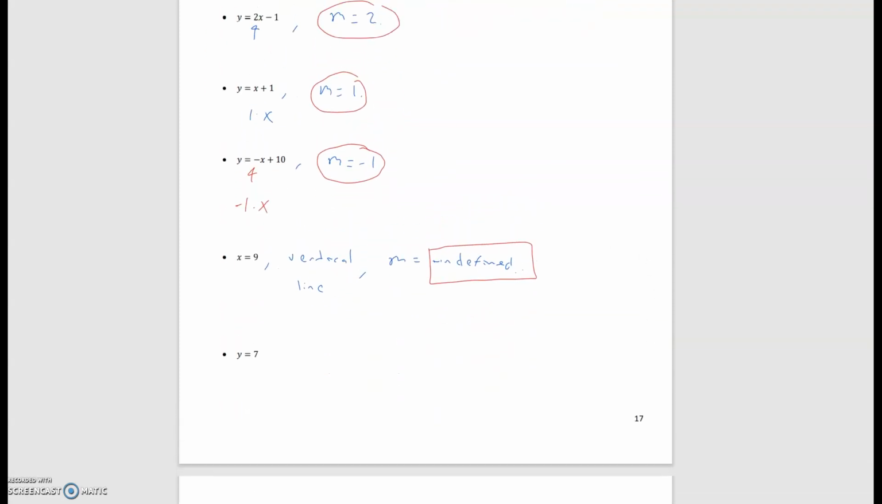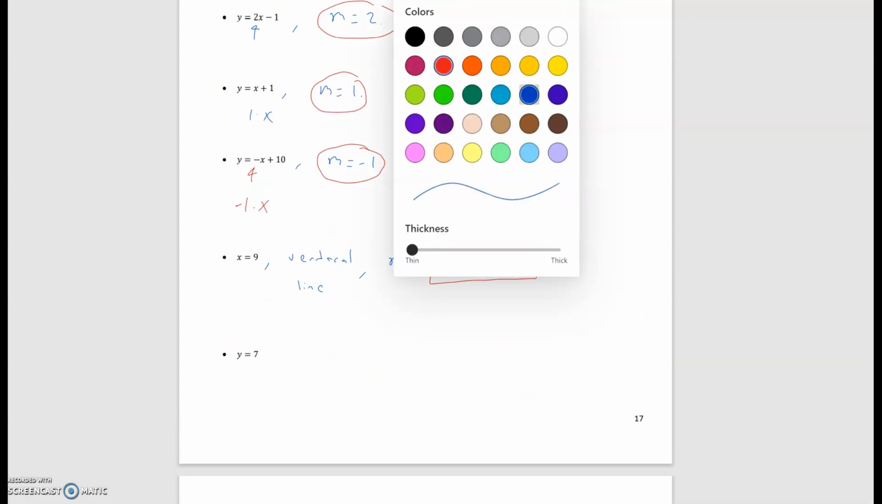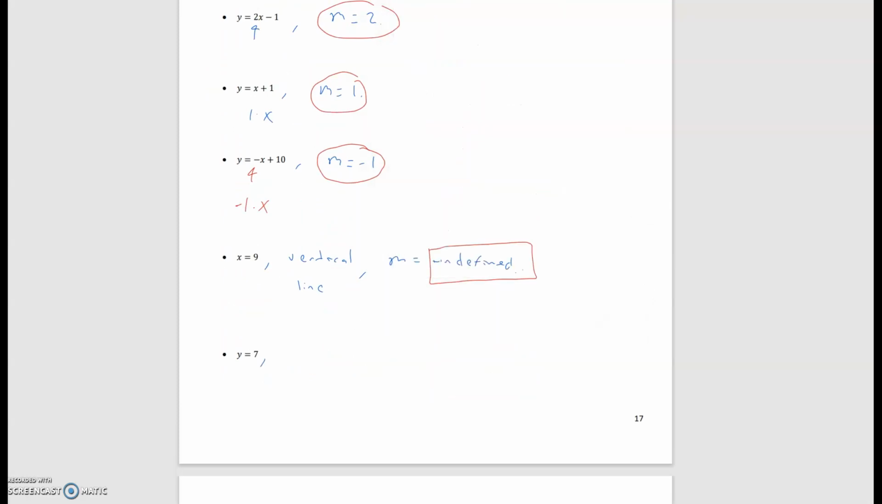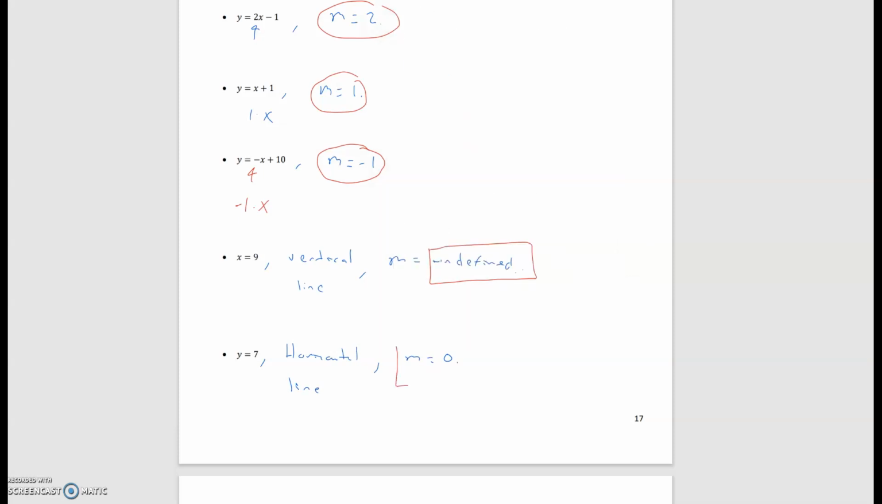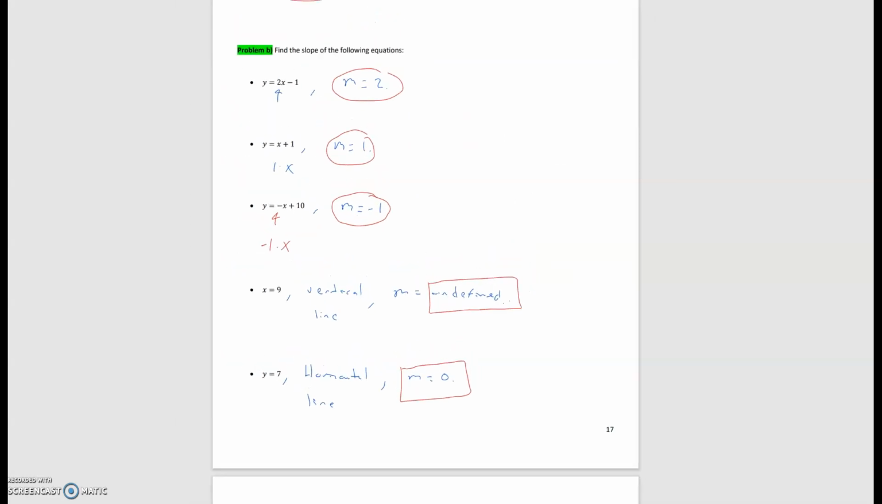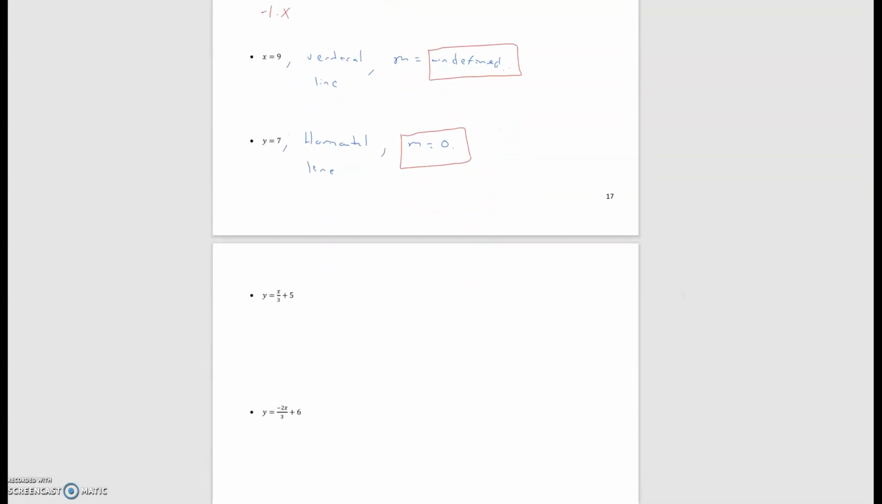Next one, y is equal to 7. So we're going to have a horizontal line. So automatically m is equal to 0. Let me go to the next page.